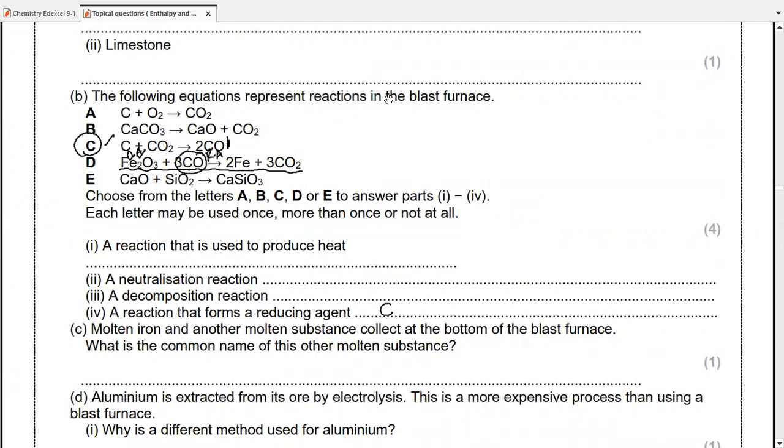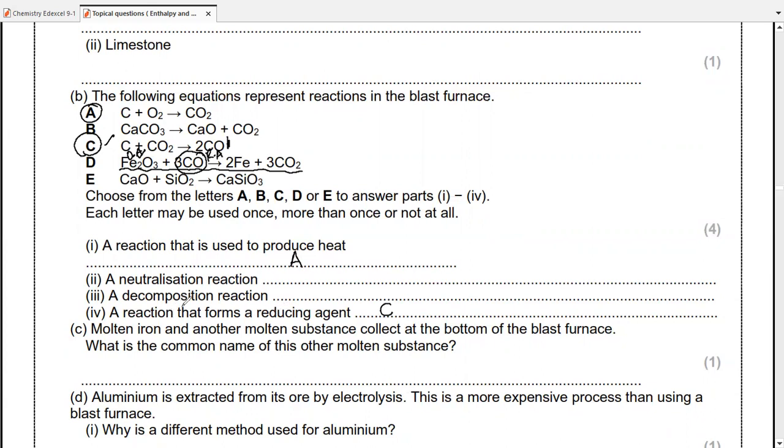Well, if you look at it, this reaction is the burning of fuel, coal, in the presence of oxygen. This is the only combustion reaction in the list. So yeah, this is the reaction that produces heat, burning of fuel, combustion.